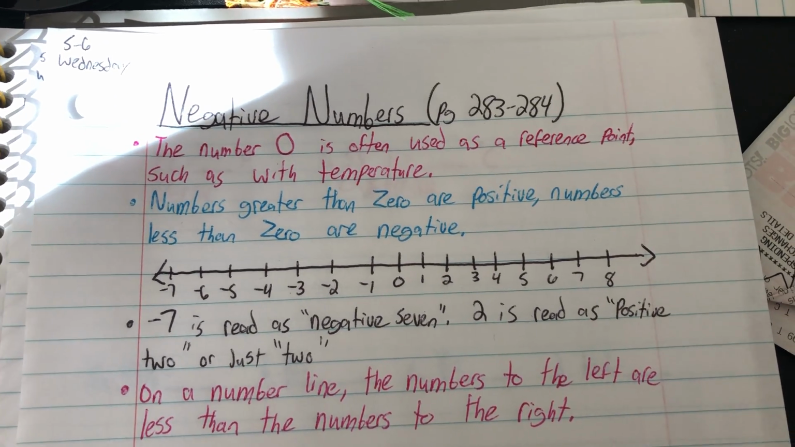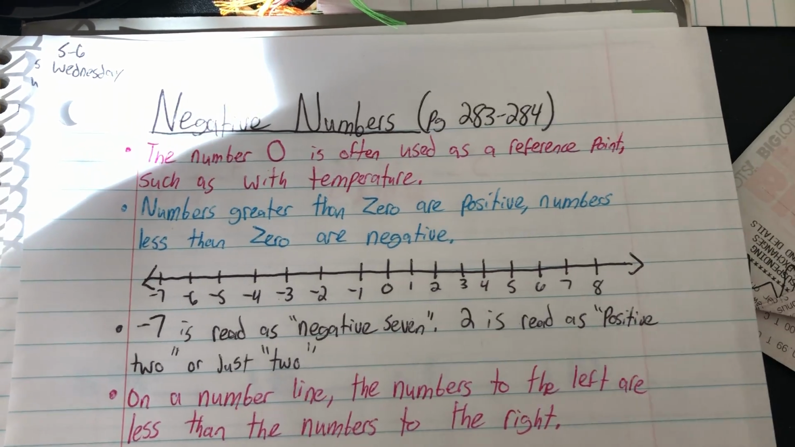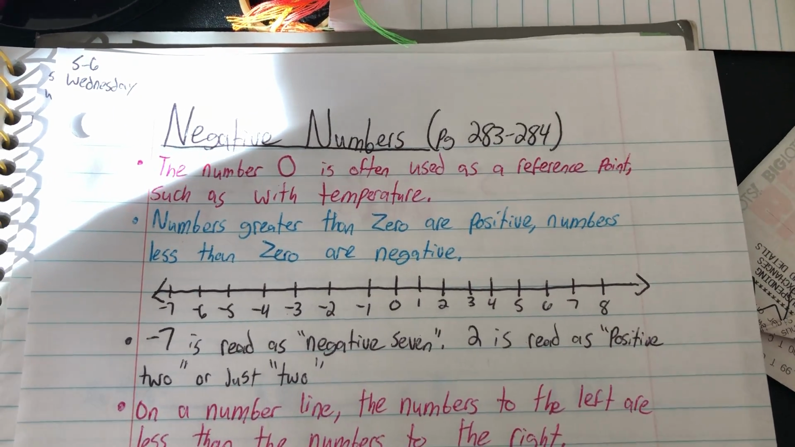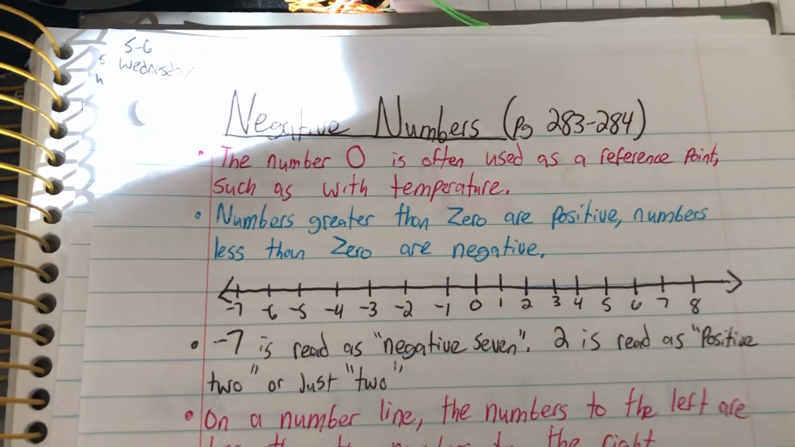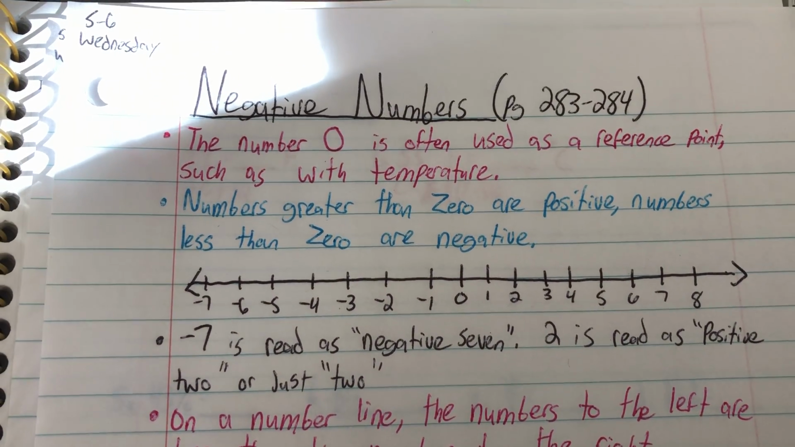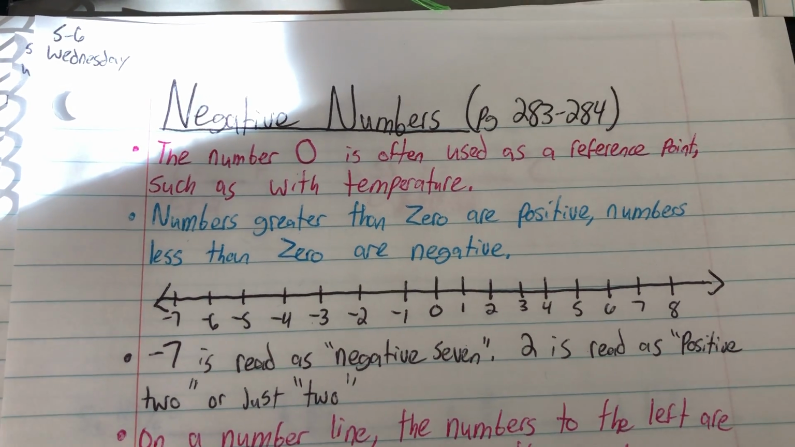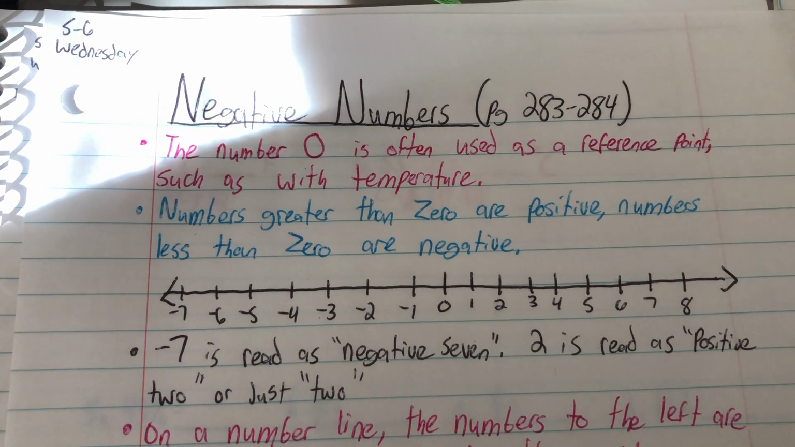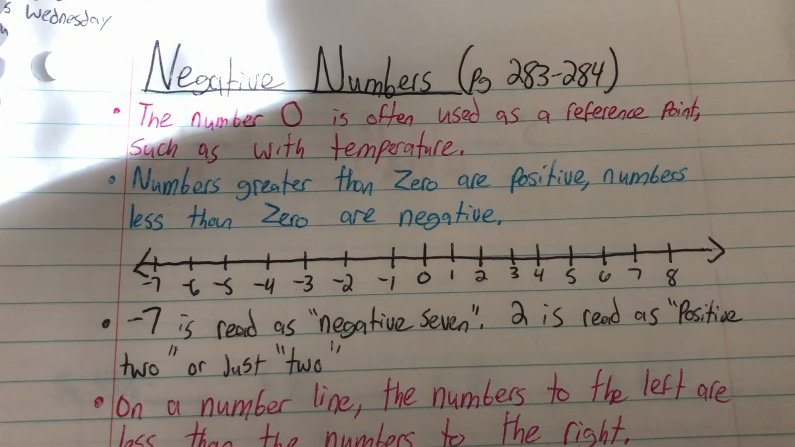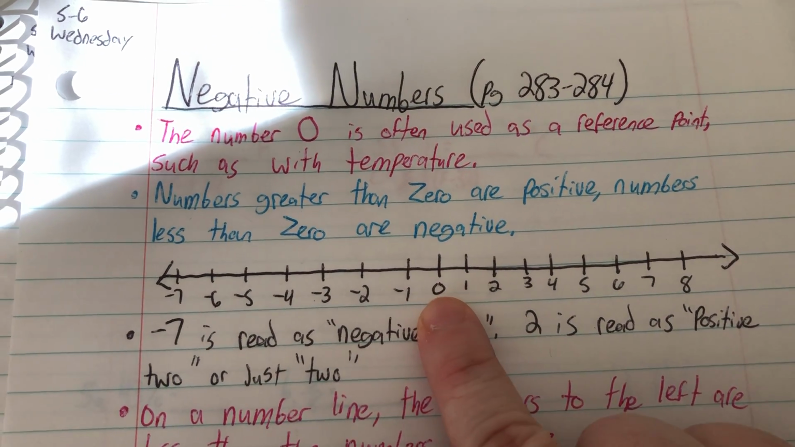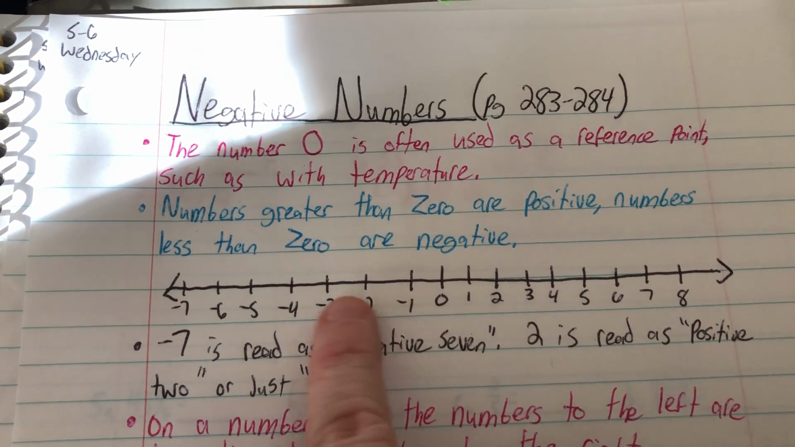Today for math, we're going to be talking about negative numbers, and this will cover pages 283 and 284 in your textbook. So, the number 0 is often used as a reference point, such as with temperature. Numbers greater than 0 are positive numbers, and less than 0 are negative numbers. If you look at the number line, we have 0 in the middle. Anything over here is positive, anything over here is negative.